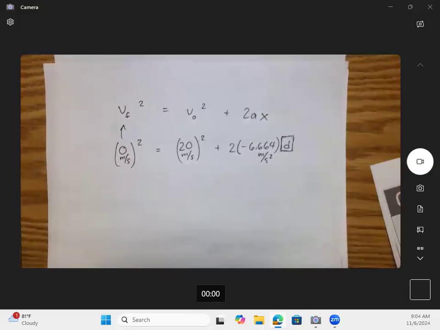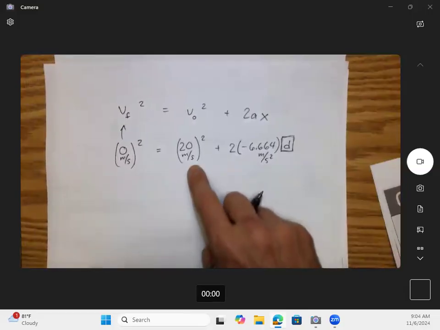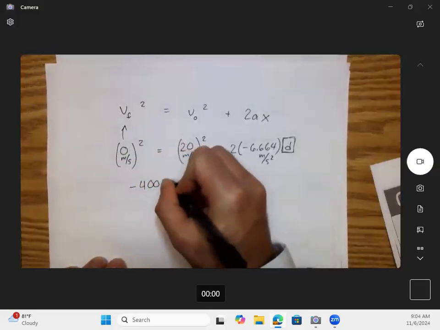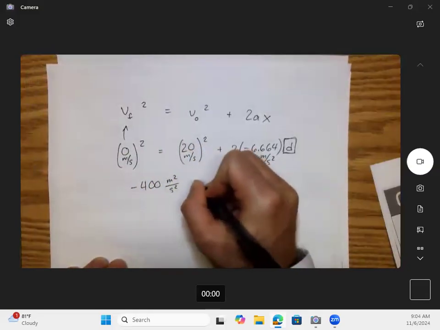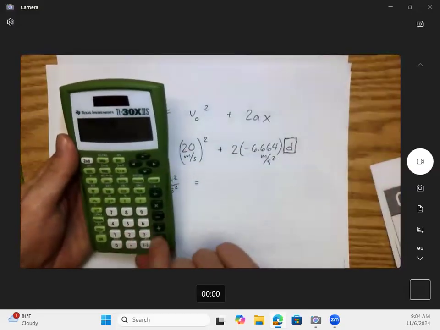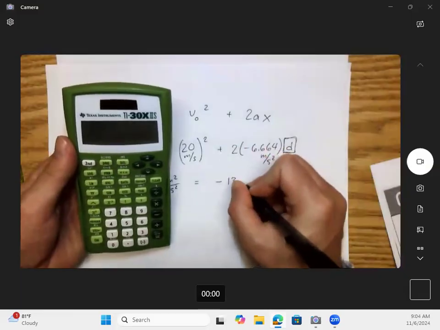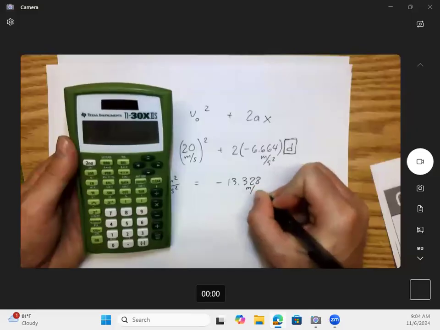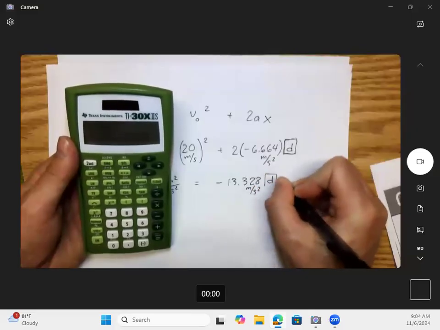And the rest of this is algebra. You guys can solve this. So 20 squared is 400. Subtract that over, that's like negative 400 meters squared per second squared, if you keep track of units. What's 2 times this number? I got negative 13.328, and the unit is meters per second squared, and then times d, the distance.